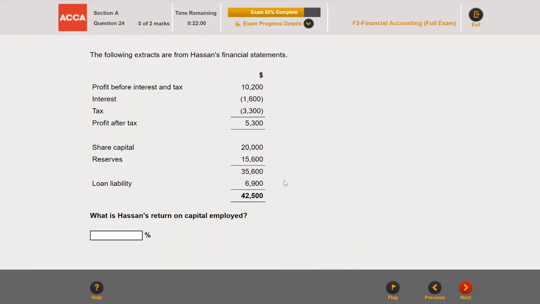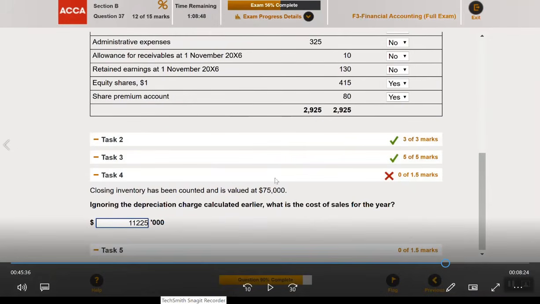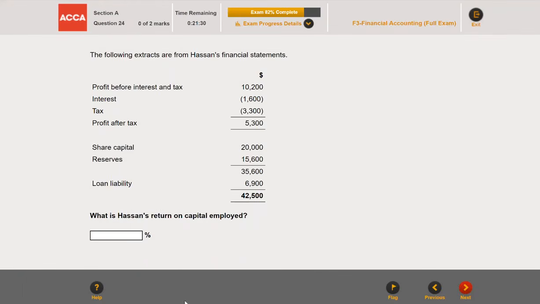Okay, what is Hasan's return on capital employed? Remember, return on capital employed is profit before interest and tax divided by capital employed. And capital employed is equity plus non-current liabilities. So in this case, the equity is 35,600, and then we have loan liability, which is non-current liability. So total capital employed is 42,500.